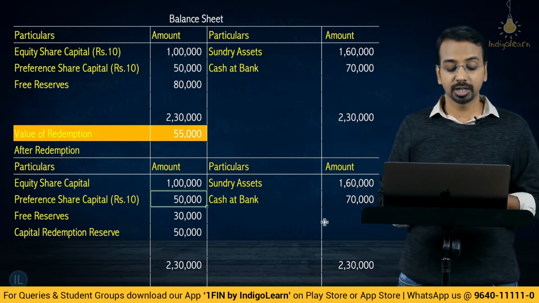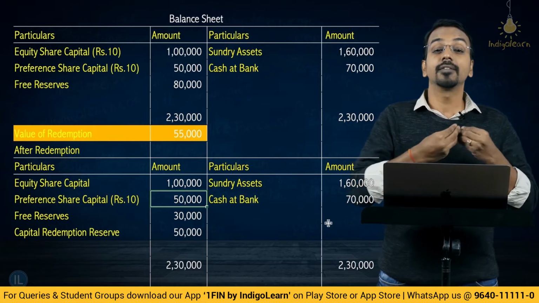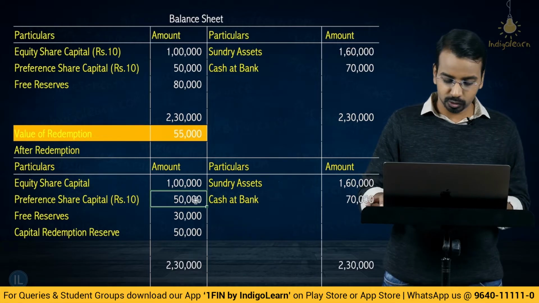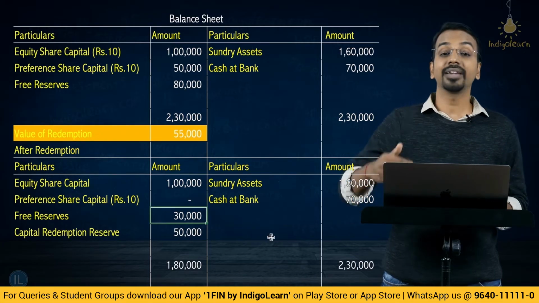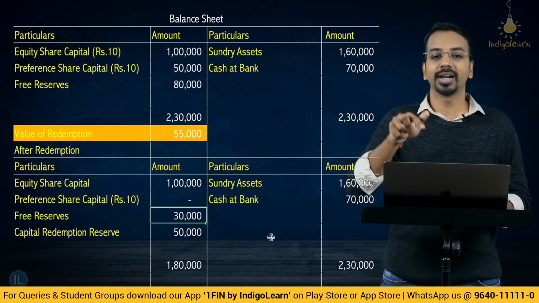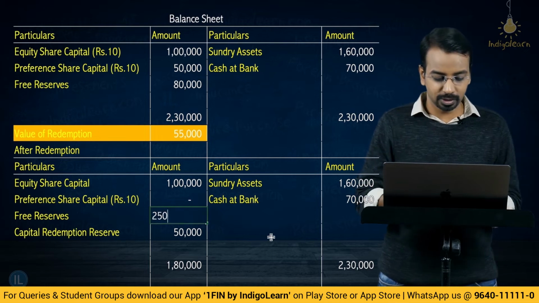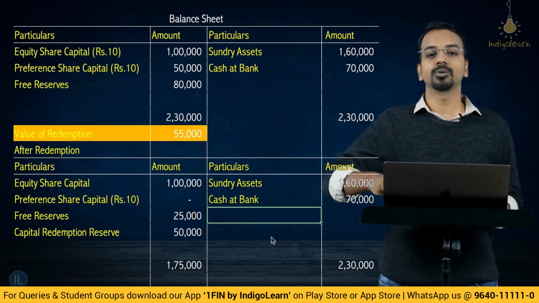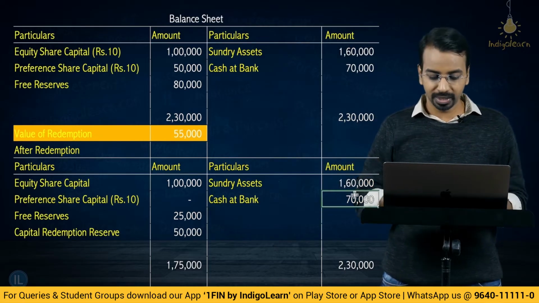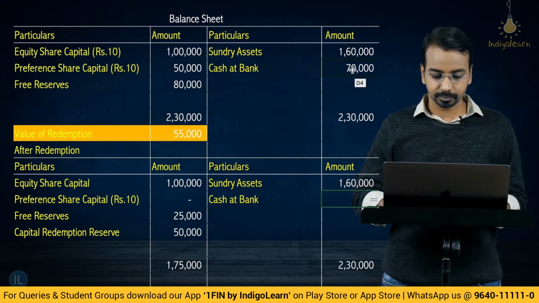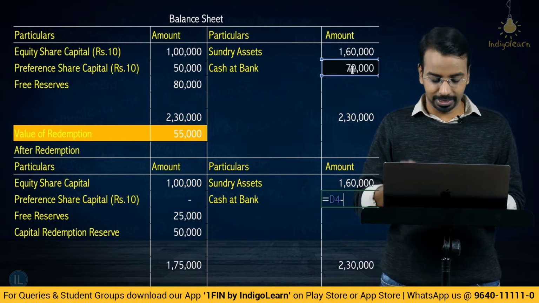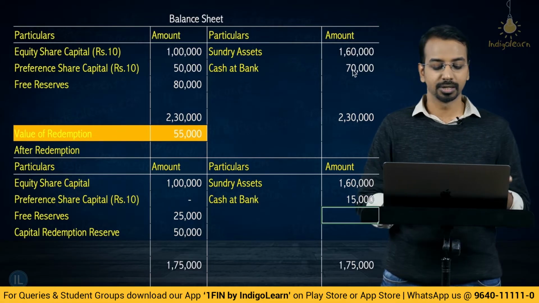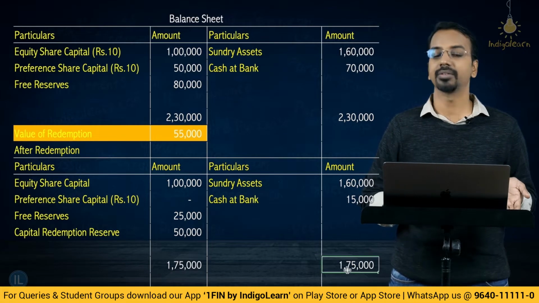What happens to these preference shareholders? We have paid them 55,000: 50,000 of preference share capital, so this becomes 0, and 5,000 of premium which will be provided from the profit and loss account, so this will be 25,000. And from the asset side, 55,000 of money has gone out. So 70,000 minus 55,000, you are left with 15,000. So 1,75,000 this side, 1,75,000 this side.